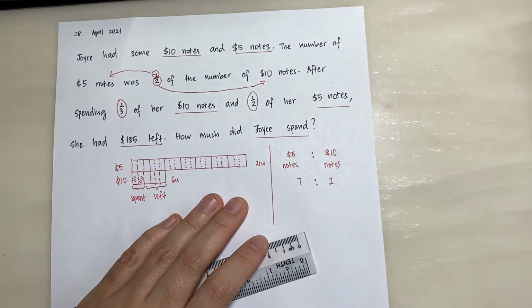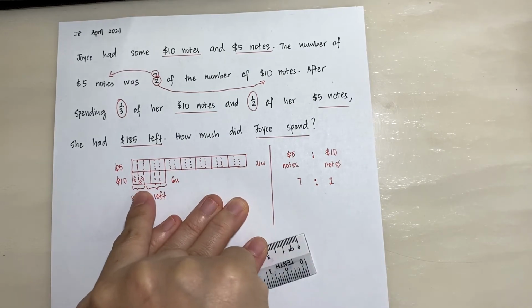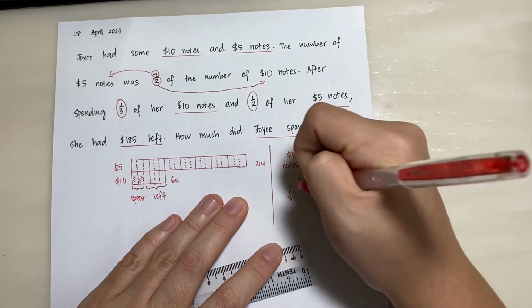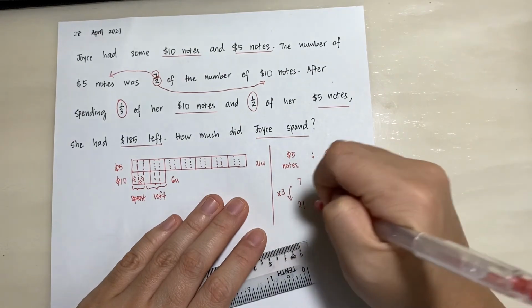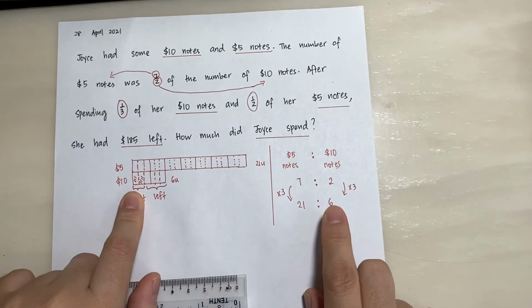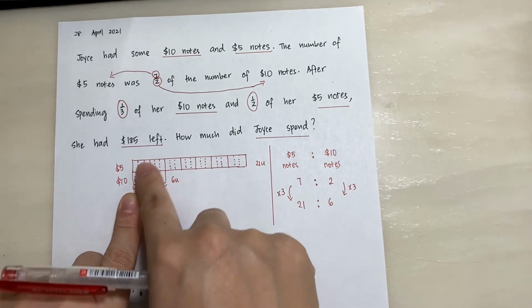Alright, so what happens after that? You know that what you have done here, you have already broken up into 6 parts. So what I'm going to do is to times 3 here. You have the knowledge of equivalent ratio. So you have reached this part without drawing. I've already successfully tried to use ratio to show this.